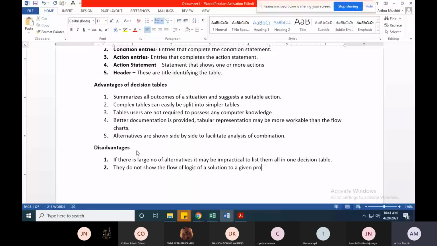That's a disadvantage. Another disadvantage, the last one, is that the use of both flowcharts and decision table technique may impose an additional burden.